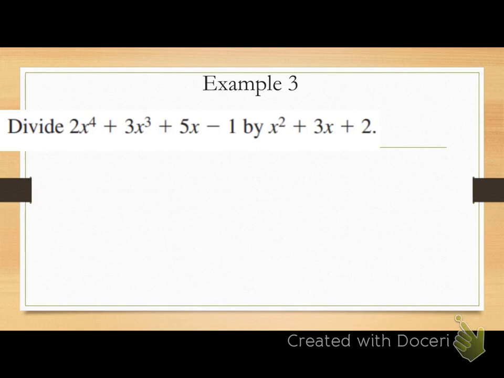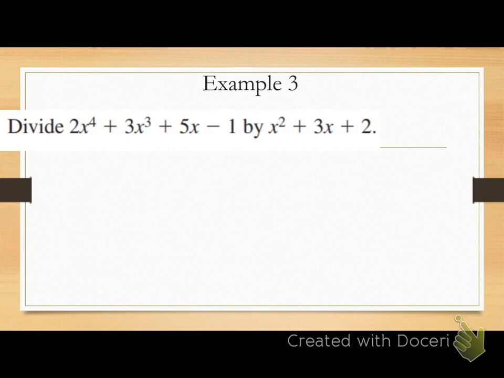Divide 2x to the 4th plus 3x to the 3rd plus 5x minus 1 by x squared plus 3x plus 2. So what goes on the outside of the division symbol? The x squared plus 3x plus 2.